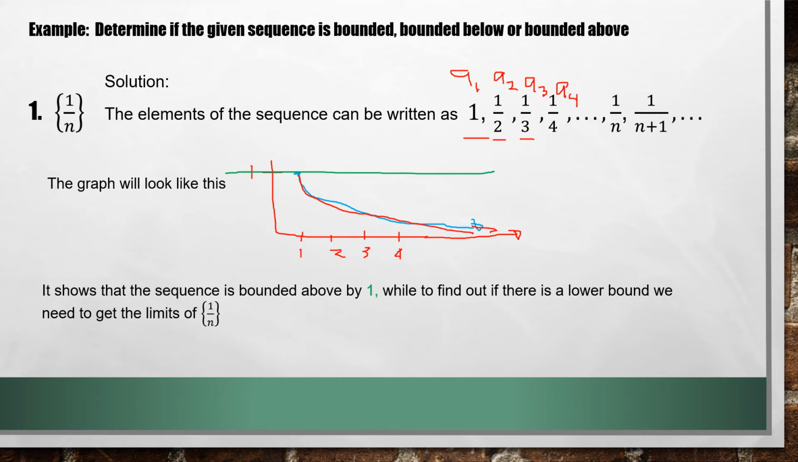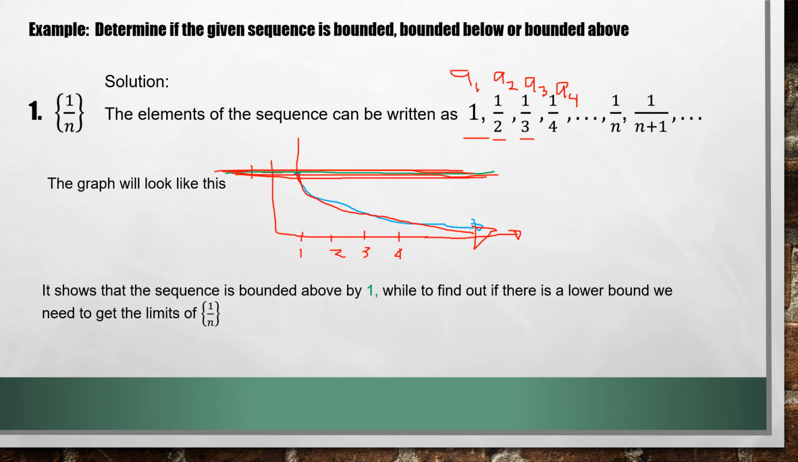In the previous video, we were able to prove that the given sequence 1 over n is monotonically decreasing, with 1 as the highest value of the sequence terms. With the graph, it shows that the sequence is bounded above by 1. So it means that the graph of the given sequence will not go beyond this line.